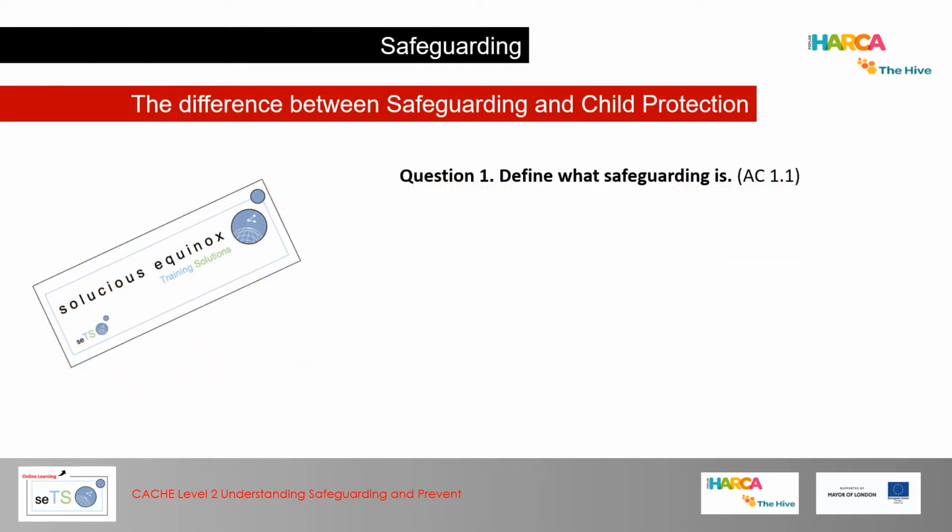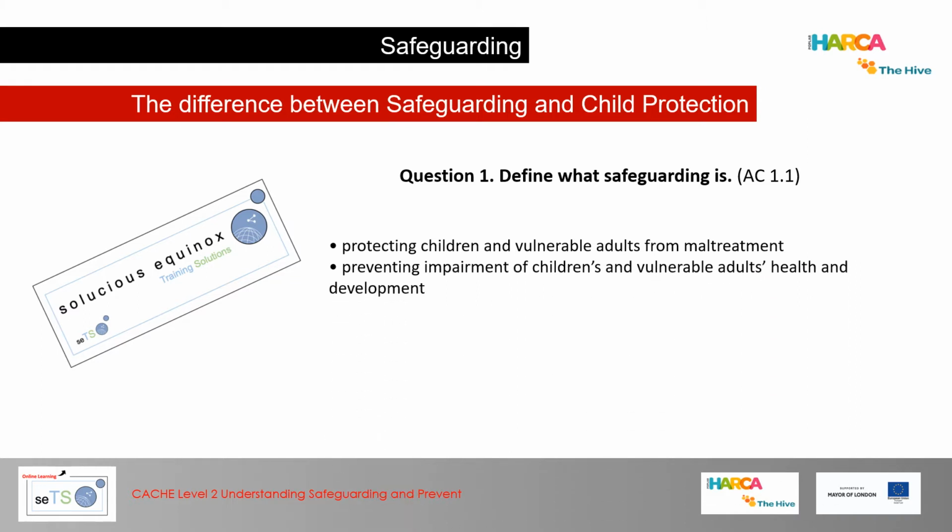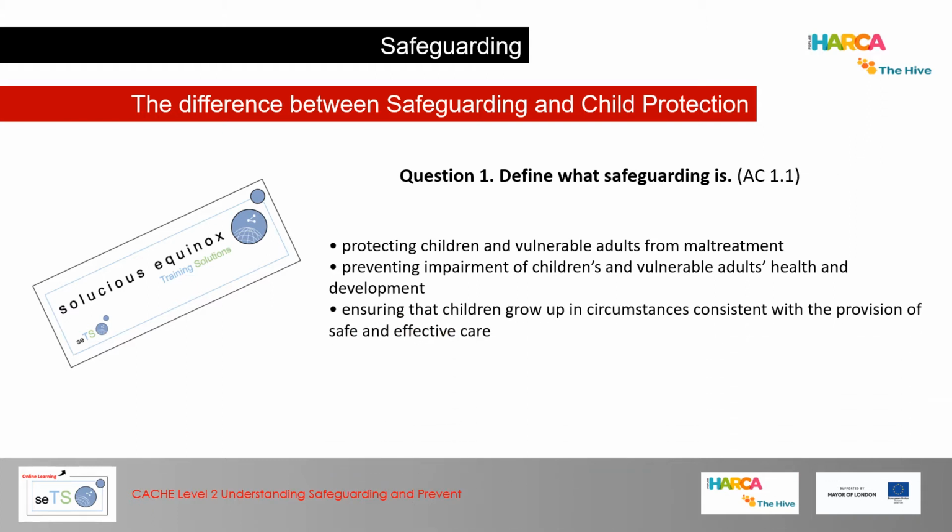Question 1 is asking you to define what safeguarding is. So remember, it's about protecting children and vulnerable adults from maltreatment, preventing impairment of children's and vulnerable adults' health and development, ensuring that children grow up in circumstances consistent with the provision of safe and effective care, and taking action to enable all children and vulnerable adults to have the best outcomes.